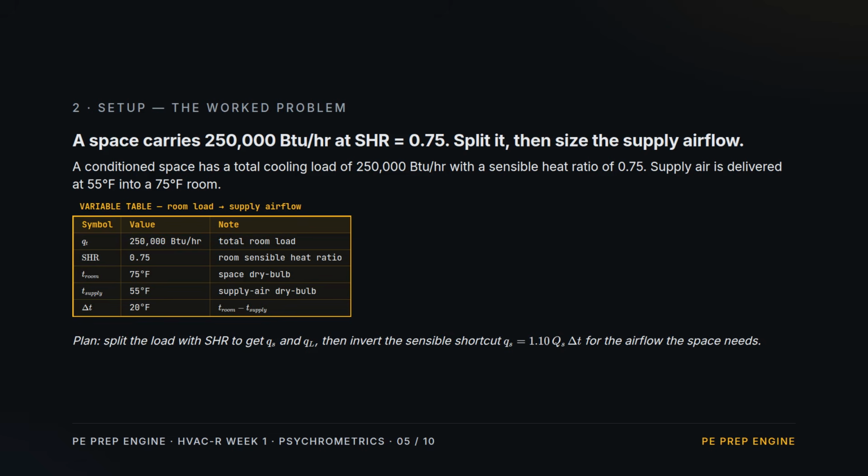Setup. A space carries 250,000 total at a sensible heat ratio of 0.75. Supply air enters at 55 into a 75-degree room, so the sensible temperature rise is 20. The plan? Split the load with the ratio, then invert the sensible shortcut to size the airflow.